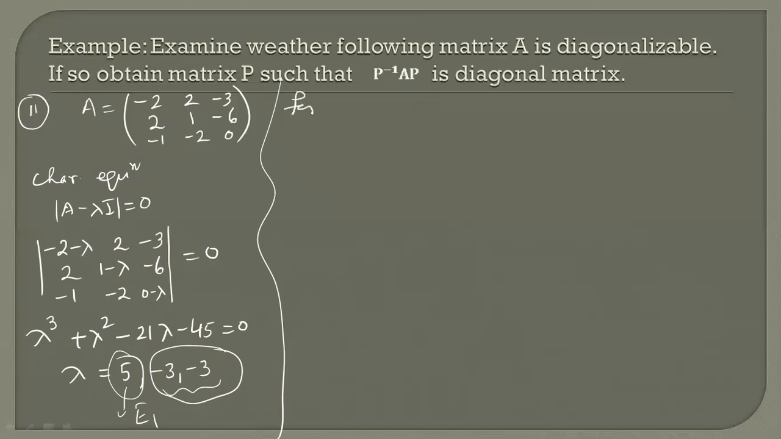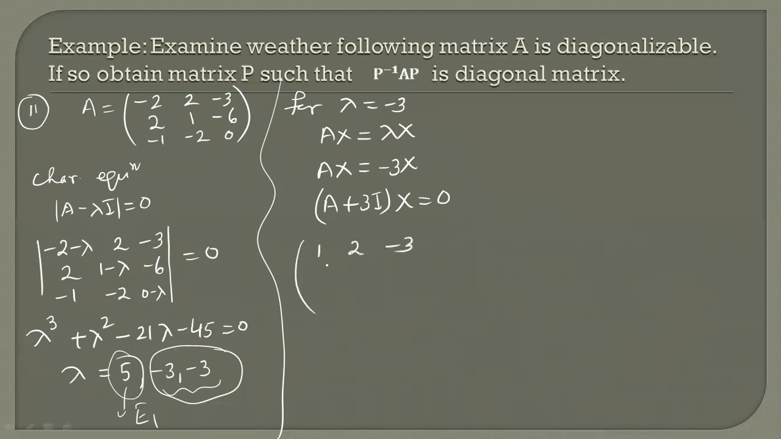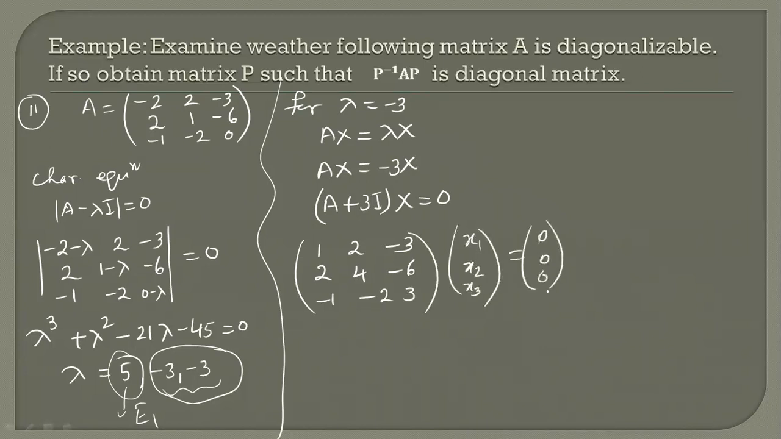So for lambda equal to minus 3, we know that the process for finding eigenvector is Ax equal to lambda x. Then it will be Ax equal to minus 3x, (A plus 3I)x equal to 0. Write the A plus 3I matrix. It will be [1, 2, minus 3; 2, 4, minus 6; minus 1, minus 2, 3]. Write the X matrix as x1, x2, x3, and it equals 0, 0, 0.